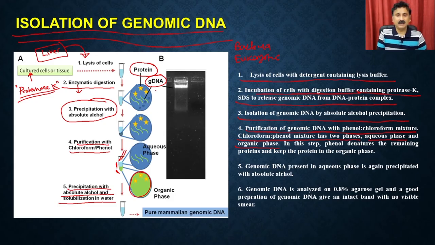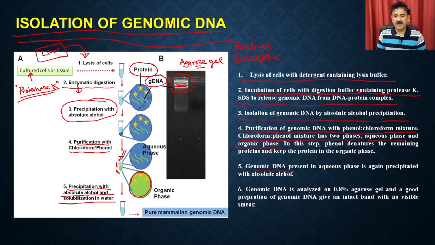Once you have the pure genomic DNA, you can run that onto the agarose gel, and then it's going to give you a band. So what you see here, this white colored stuff, is the genomic DNA. One of the classical features of genomic DNA is that it is very heavy, right? So it will not run very fast. It is going to remain very close to the well.